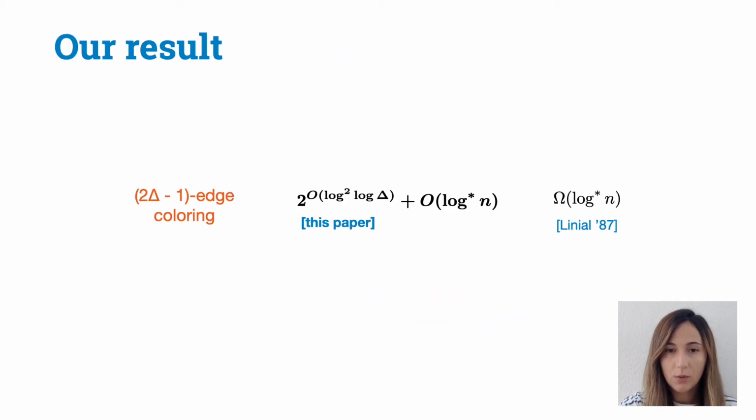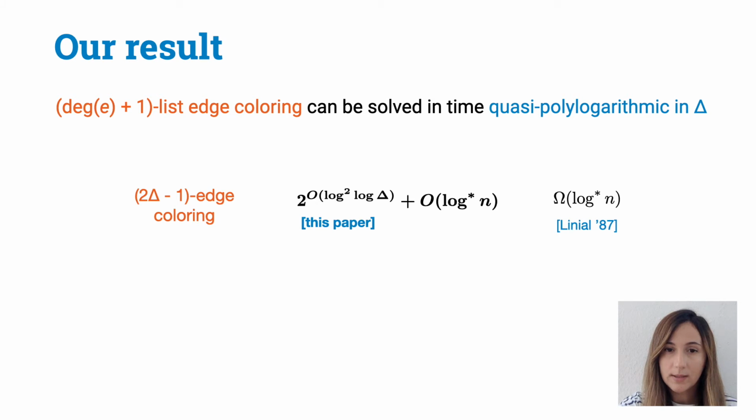In this work, we make a step forward in understanding the complexity of the edge coloring problem, and we show that 2 delta minus 1 edge coloring can be solved in quasi-polylogarithmic in delta plus order of log star of n deterministic rounds in the LOCAL model. In order to show this result, we actually prove something stronger. We show that degree plus 1 list edge coloring can be solved in time quasi-polylogarithmic in delta.